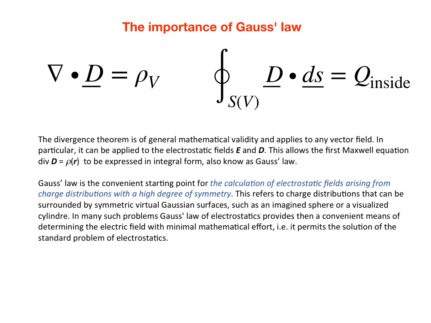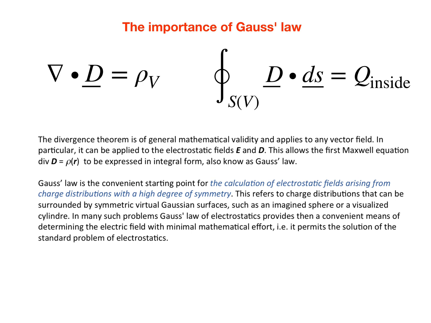For example, in the case of spherical symmetry, an imagined sphere, or in the case of cylindrical symmetry, a visualized cylinder, a virtual cylinder. In many such symmetric problems, Gauss's law of electrostatics then provides a convenient means of determining the electric field with a minimal mathematical effort. Importantly, it often permits a straightforward solution of the standard problem of electrostatics, namely the determination of the electric field at a point of interest.